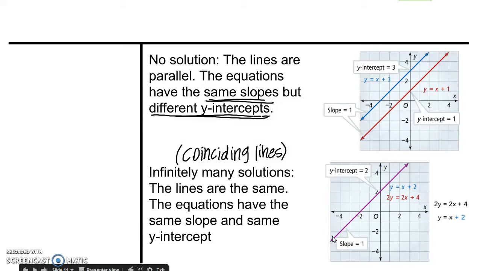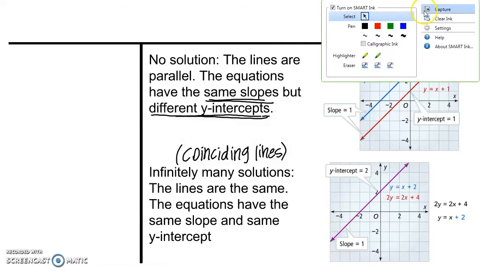You know, red and blue make purple. So this is two lines graphed and they're on top of each other. It is the same line. There are infinitely many solutions because any single point on this line is a point of intersection. Okay?